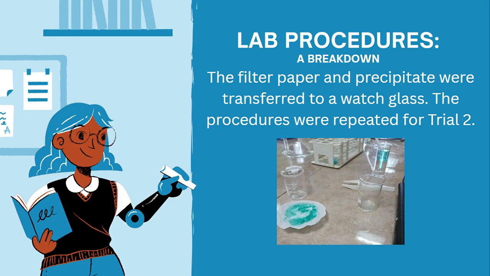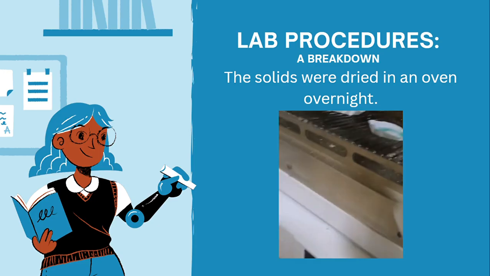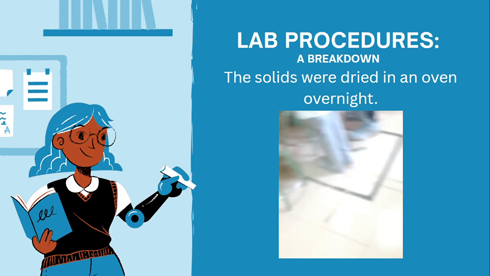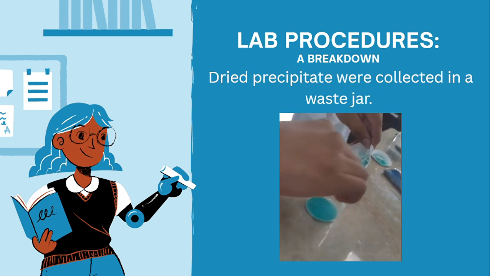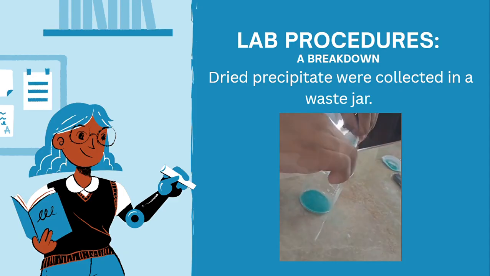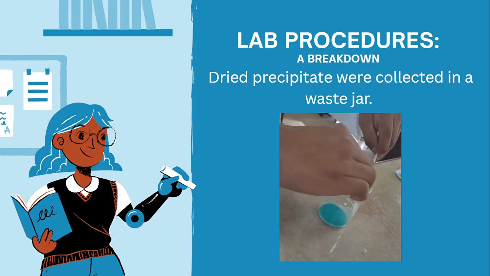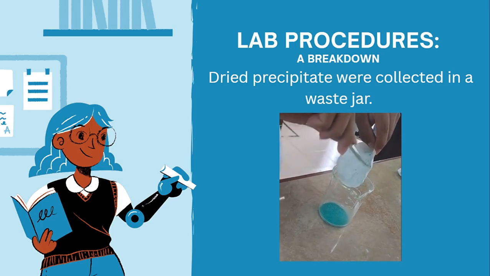The procedure for trial 1 was repeated for trial 2. These solids were then dried in an open plate, and the filter paper plus dry precipitate were weighed for both trials after one night. For trial 1, it was weighed to be 0.69 gram, and for trial 2, 0.63 grams. After, the dry precipitate was collected.